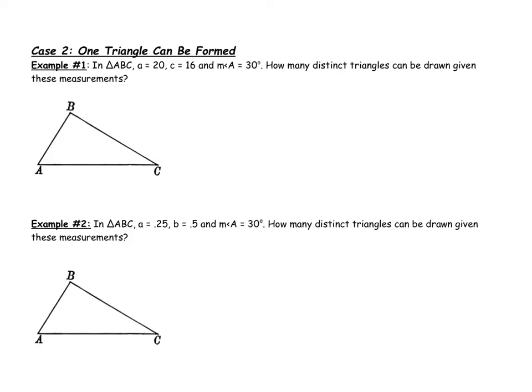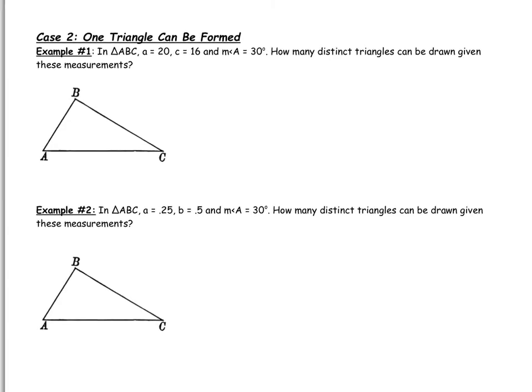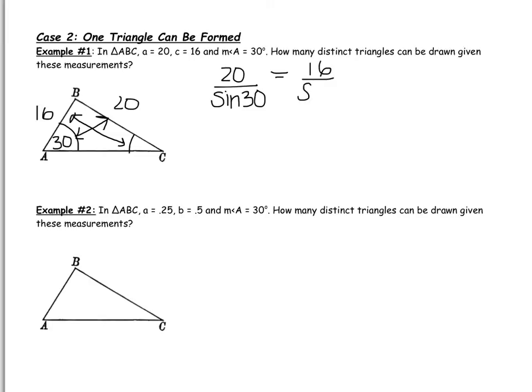Okay, so case number 2, we're going to show that one triangle can be formed. It says a is 20, so let's go ahead and label that. c is 16, and A is 30. So again, law of sines, because I have a crisscross. This side crosses with that angle, and that angle crosses with this side. So side 20 over sine of 30 equals 16 over sine of C. Let's go ahead and cross multiply. 16 sine of 30 equals 20 sine of C. Same concept, divide by 20.